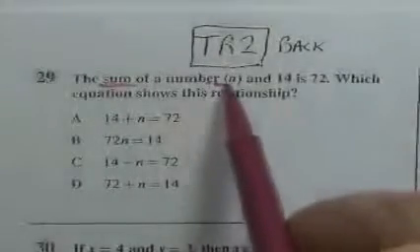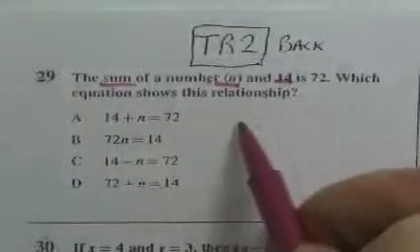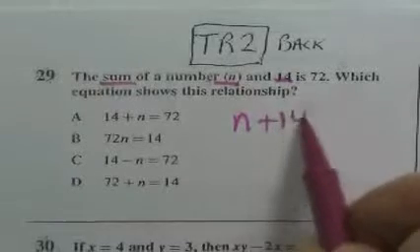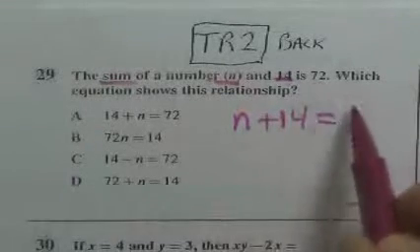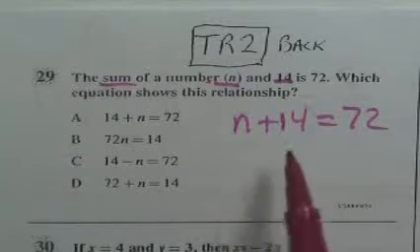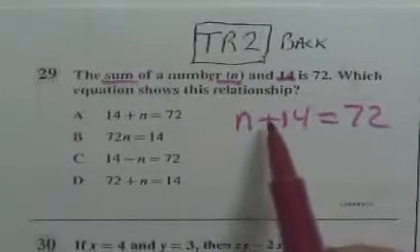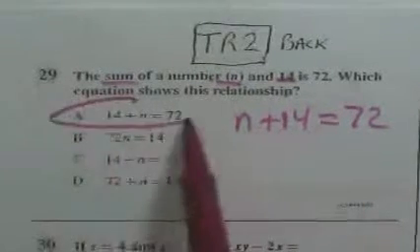Number 29, we have the sum, which means adding the number n and 14 is, that means equals, 72. Okay, and so which one is closest to this or is equivalent? Letter A.